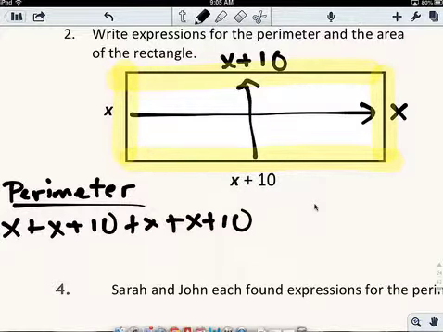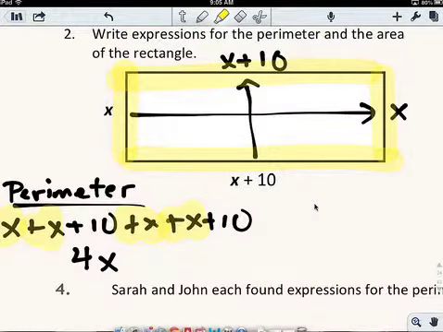And so now I identify like terms. I have an x, plus x, plus x, plus x. Those are all the things that are the same variable. So x plus x plus x plus x, that's 1, 2, 3, 4 of them. So I'm going to rewrite that as 4x.